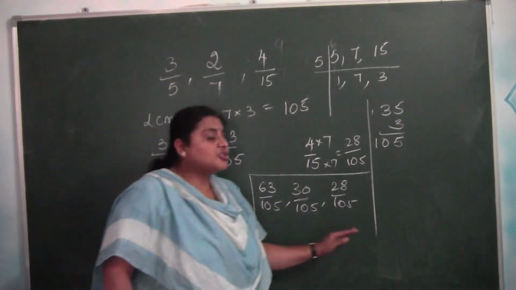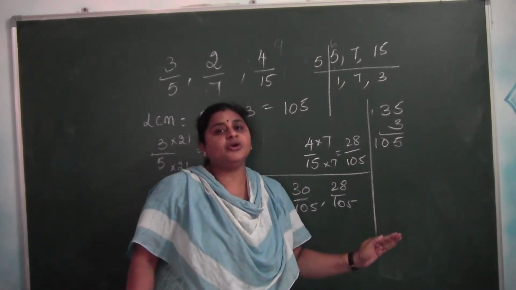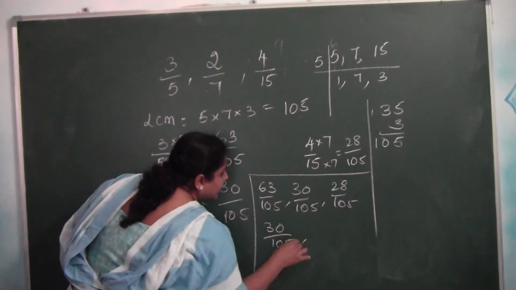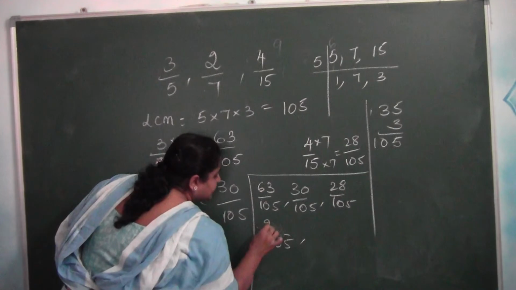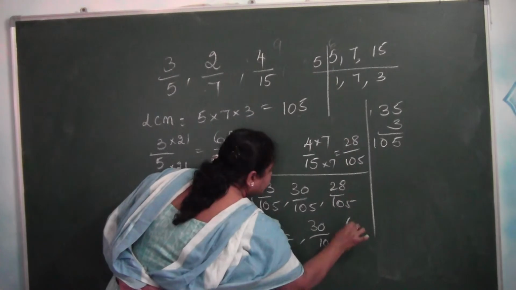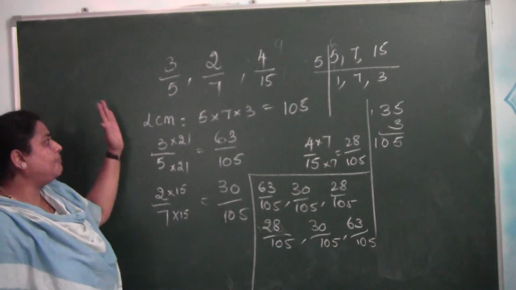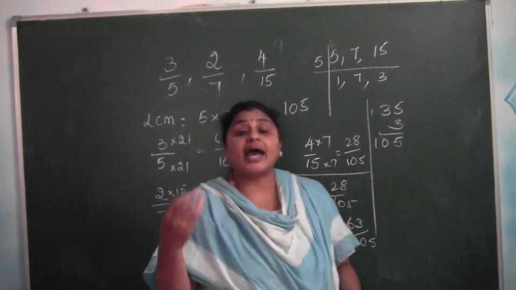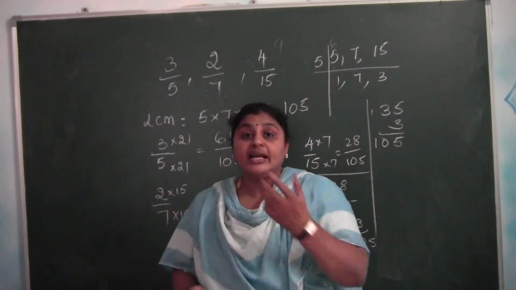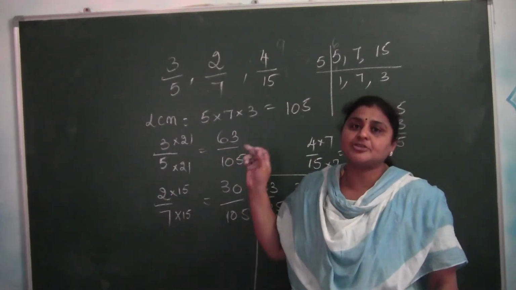Now the denominators are all the same. Right? Now is it not easy for us to write in ascending or descending order? So how do we write in ascending order? 28 by 105 is the smallest one, then 30 by 105 and 63 by 105. That's it. So such a big procedure you have to follow if you have to compare or write the fractions in ascending or descending order. This is in case you have 3 fractions or 2 fractions or more.